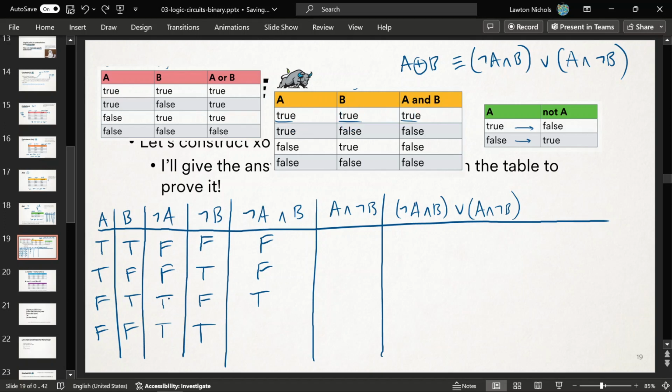And then we have one more. Not A is true, ended with false. Again, one side was false, the whole thing's false. See how I'm reading that? Did I mess that up at all? False. Yeah, I think that's fine.